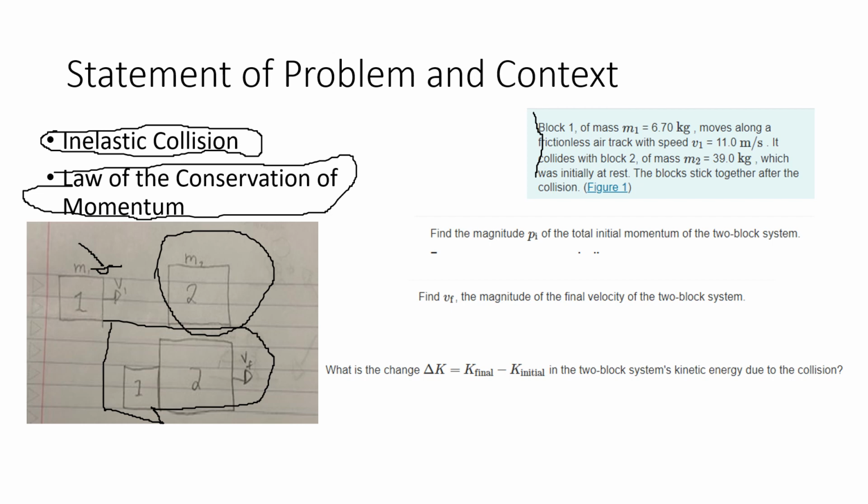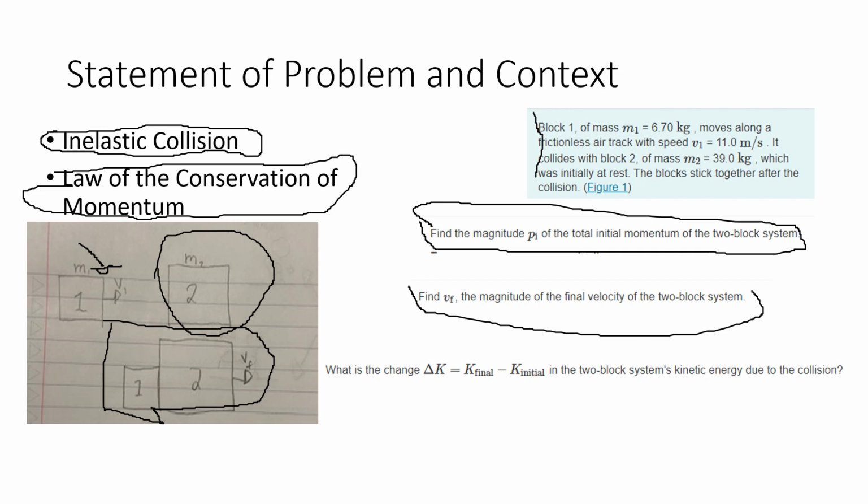So the three questions basically ask different things. It asks first, find the magnitude of the initial momentum of the two-block system. The second question asks to find the final velocity of this two-block system. And finally, the last question asks, what is the change in kinetic energy? And we know that kinetic energy is not conserved in this sort of inelastic collision.